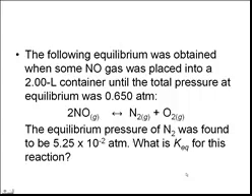Okay, here's another one. It says the following equilibrium is obtained when some nitrogen monoxide gas is placed into a 2-liter container. The total pressure at equilibrium is 0.650.